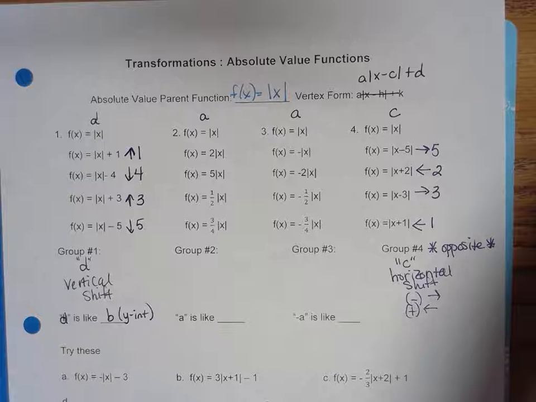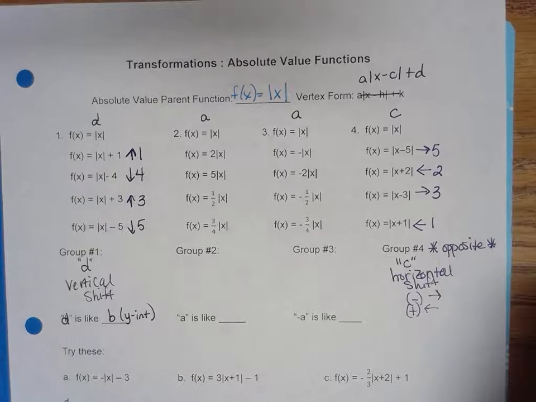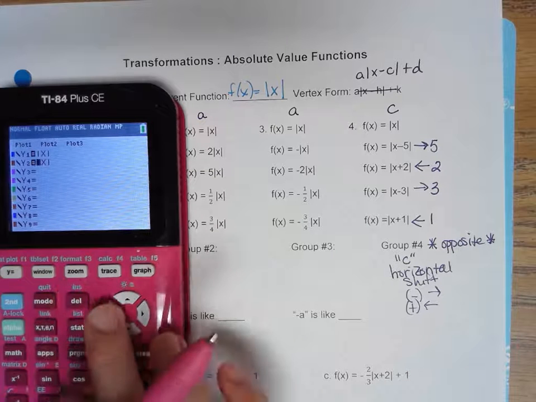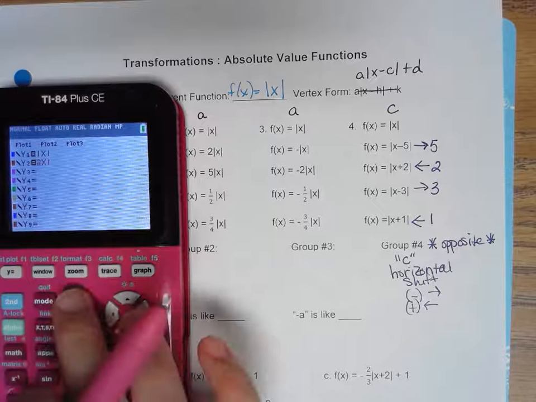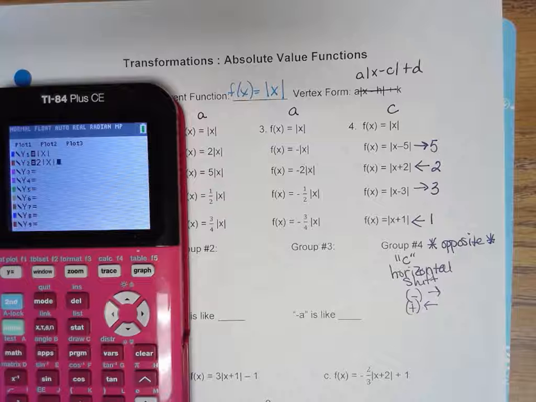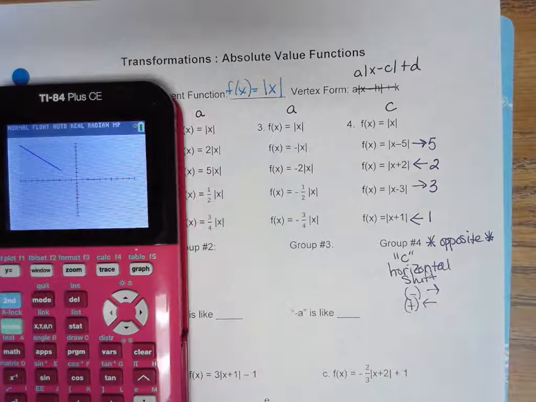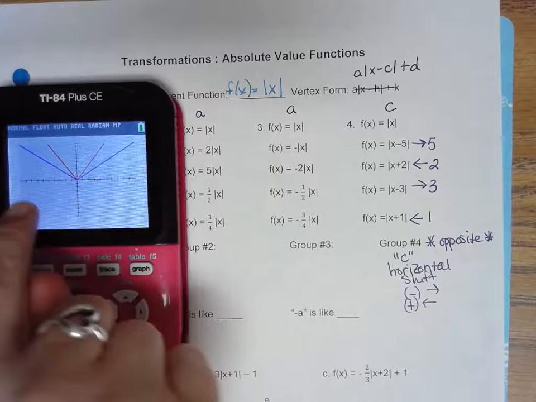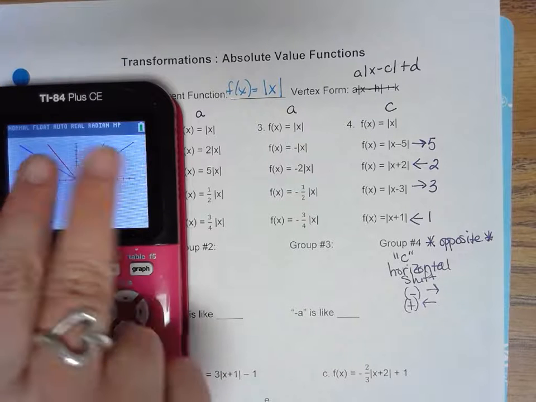Alright, so now we're going to deal with this column right here. We're going to keep our parent function in, y equals x. I'm going to delete and insert a 2. Or you can just type 2 and then go get your absolute value. Wow, it didn't move up, it didn't move down, it didn't move left or right. It got what we like to say skinnier, thinner.